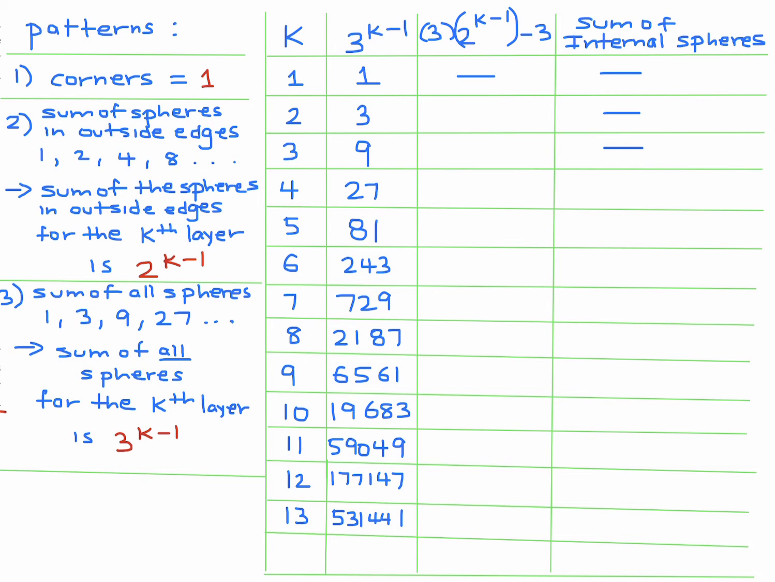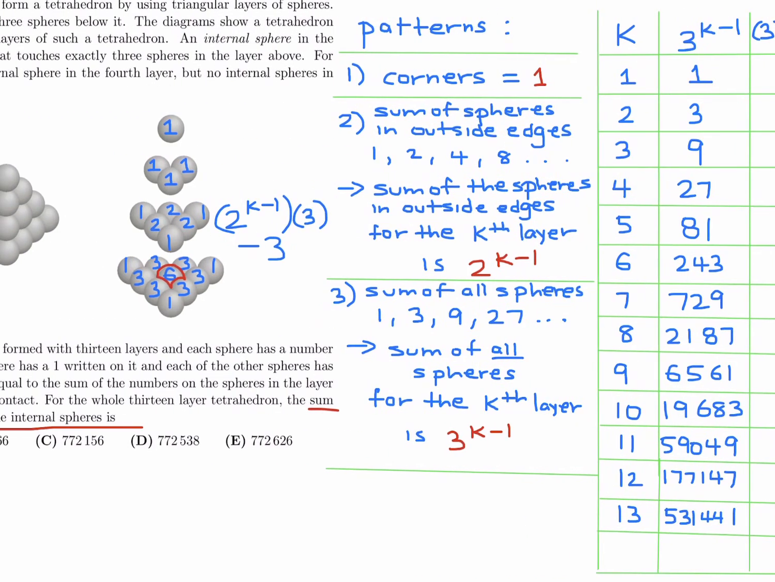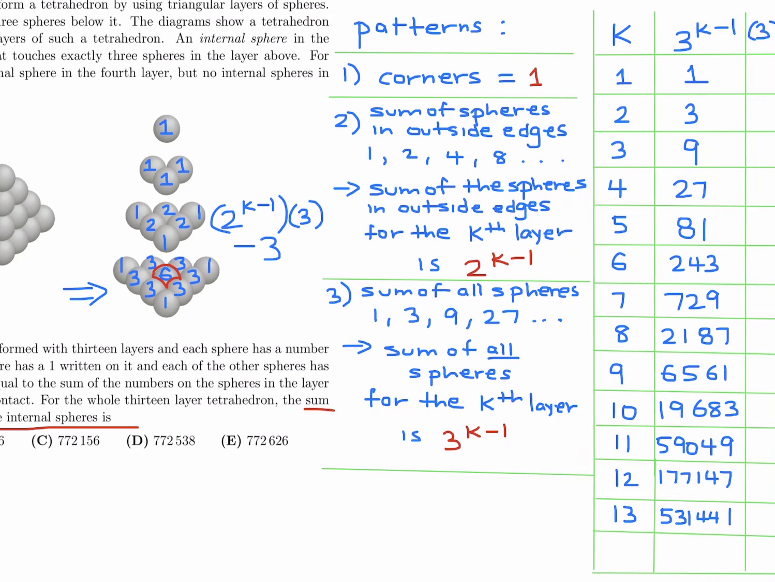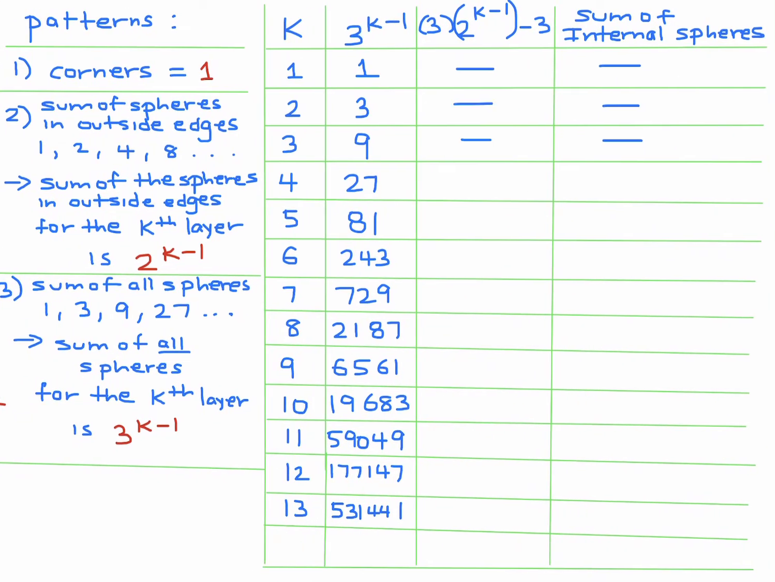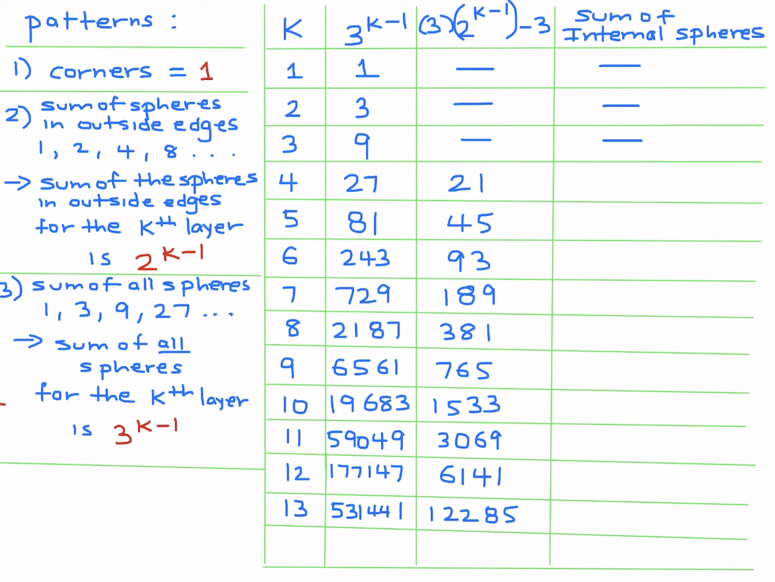You remember, the first time an internal sphere appears is in layer 4, which is this layer right here. So the first 3 we don't need to calculate. But for the 4th layer, obviously we do. When k is 4, this formula right here, 3 times 2 to the k minus 1 minus 3 is 21. And then this is 45, and so on. I'll fill in all of those.